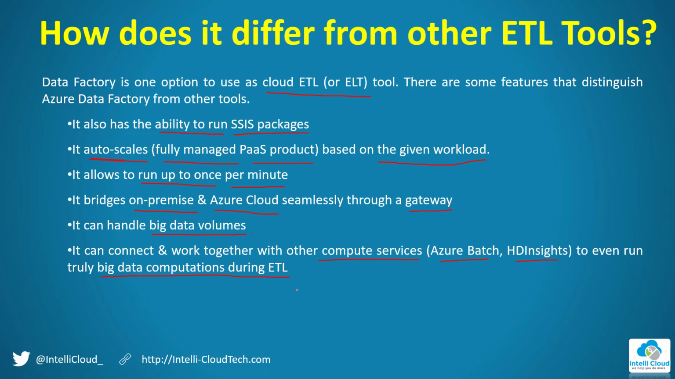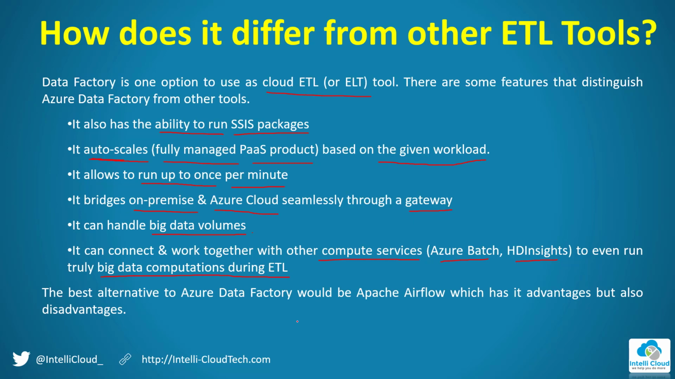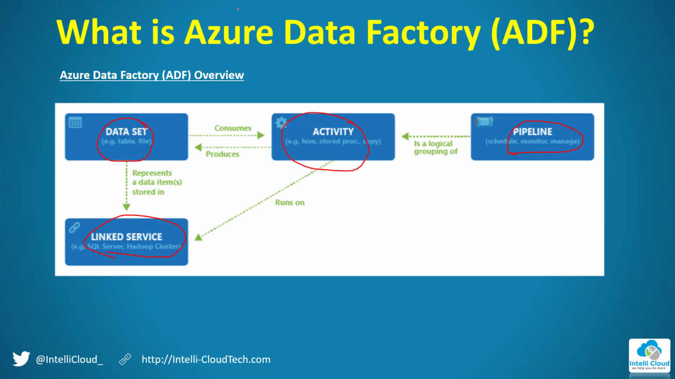In other ETL tools, we can only transform the data. We cannot compute or do some analysis. But in Azure Data Factory, we can do some computations during the ETL. So as we discussed, is this the only tool available in the market? No, there are other tools available. Among others, the best alternative to Data Factory is Apache Airflow, which has advantages but also disadvantages. But Apache Airflow is the big competitor to Azure Data Factory. So in the coming sections, we can learn more about each of the main components of Azure Data Factory.